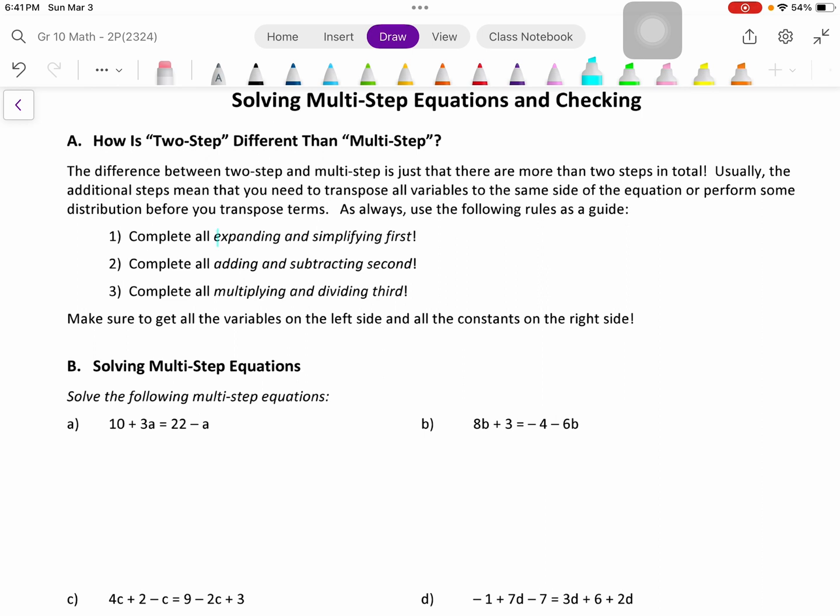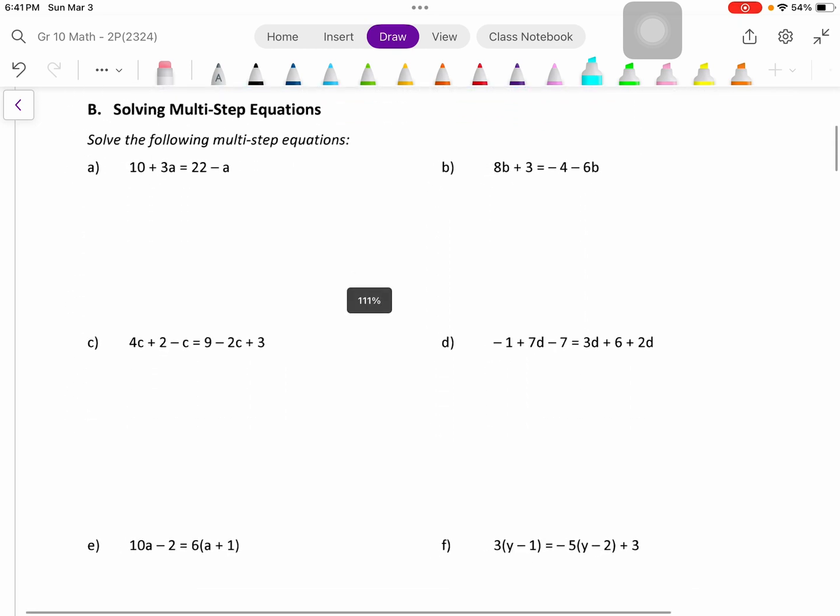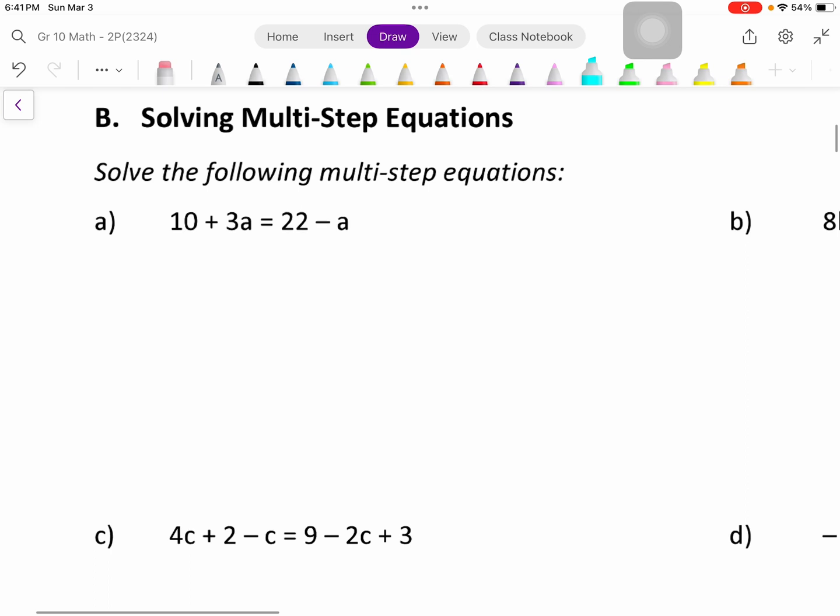We're going to first do any expanding and simplifying. Then we're going to move any addition and subtraction over, and then we will undo any multiplication and division. So we're going to make sure that variables are on the left and constants are on the right. Okay, so let's do a few questions together.